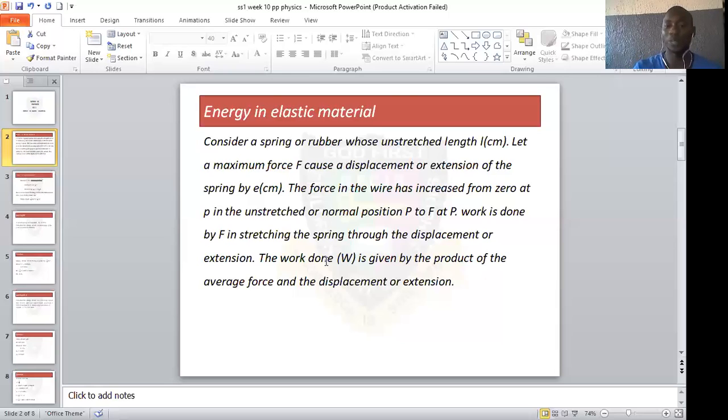So the work done, W, is given by the product of the average force and the extension. The average force is the initial force plus the final force, divided by 2. So the work done is the product of the average force and the extension. Mathematically, this is it.